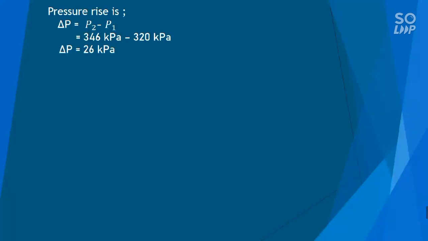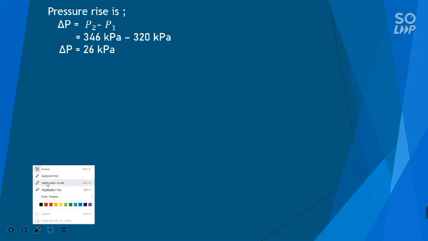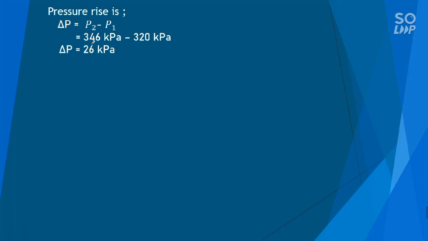Since we already solved for the absolute pressure and the final pressure, now we can solve for the pressure rise. The formula for pressure rise is equal to final pressure minus the initial pressure, or P at state 2 minus P at state 1. So plugging in the values, we have 346 kilopascal minus 320 kilopascal. We get 26 kilopascal. So this is our pressure rise, 26 kilopascal.